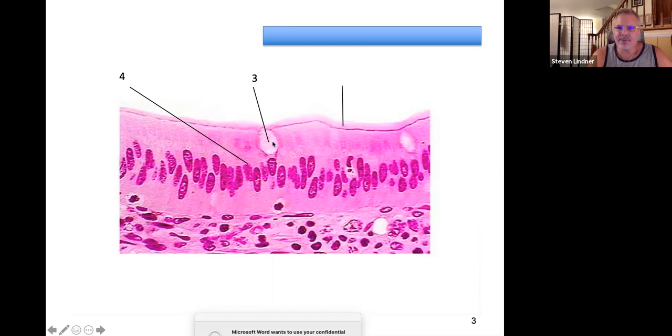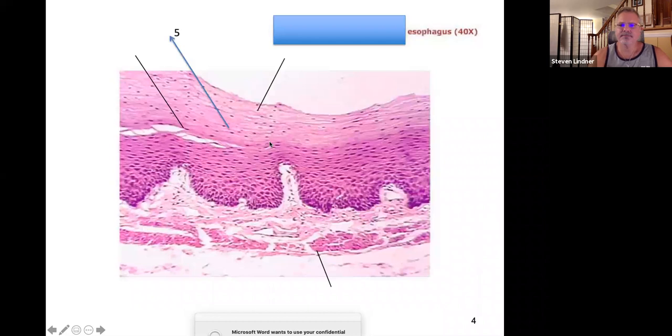And then number 3, what is 3? That's a goblet cell. Name the epithelium. I threw a little hint here, up here, I even left esophagus. So if you want to think of what's happening there biomechanically, it needs protection. So we know it's epithelium. You got multiple layers here where number 5 is. Stratified squamous epithelium.